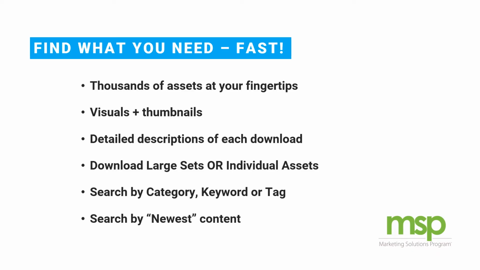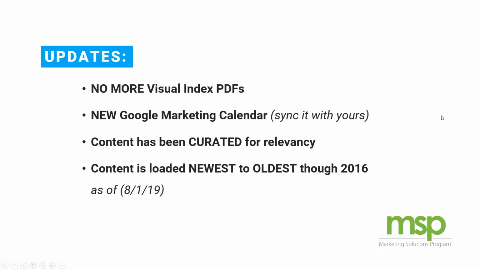You'll be able to access content faster than ever before with thousands of assets at your fingertips. All of the downloads have a visual associated with it, so you know exactly what you're downloading. And you can search by category, keyword, or tag. We no longer offer the visual index PDFs because everything does have a visual element on the new hub, so you know exactly what you're getting.